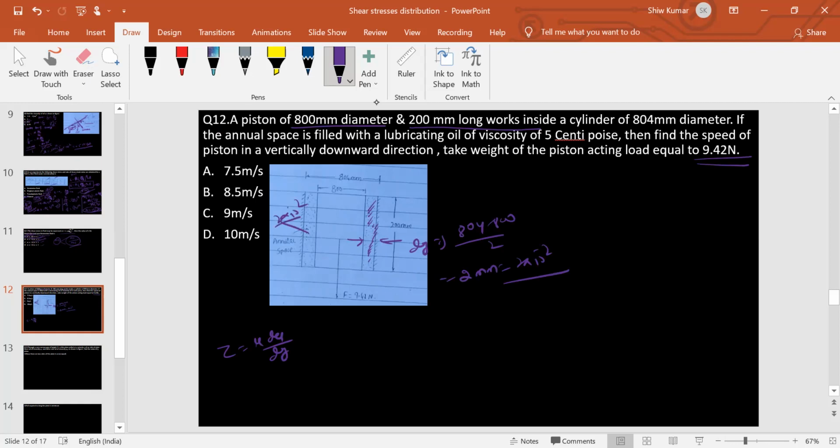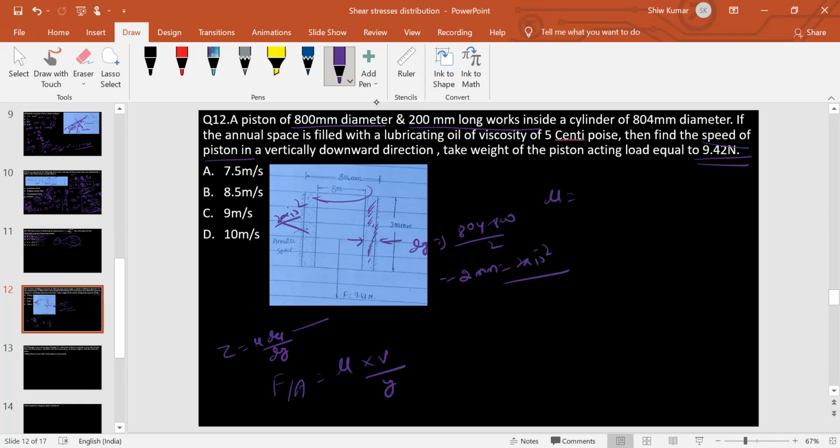I need to find out the speed of the piston, which is moving inside the bigger cylinder. The speed means I need to find out v here. So tau is equal to force upon area, mu written as it is, speed I am assuming v, and the thickness is y.